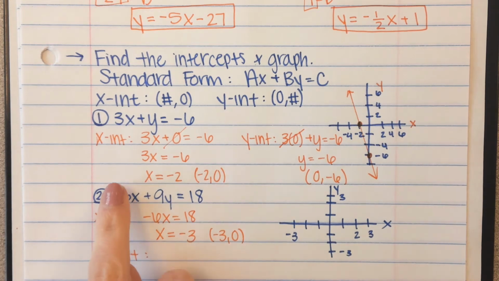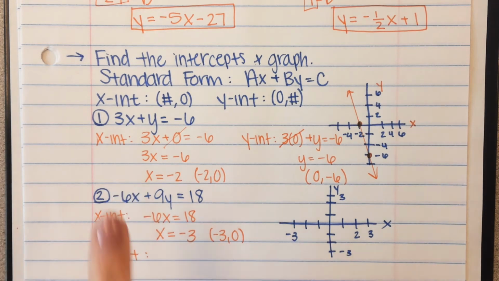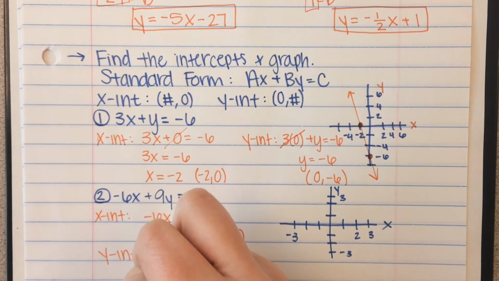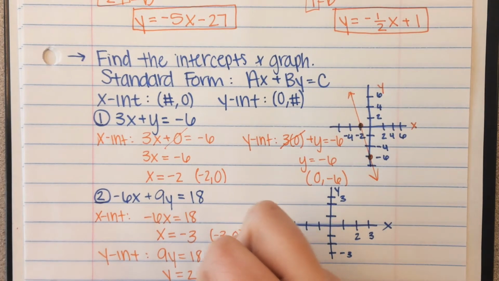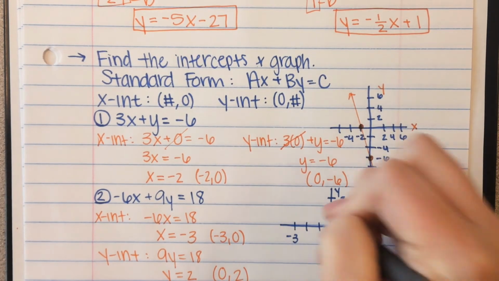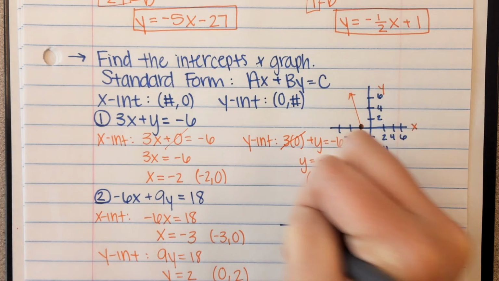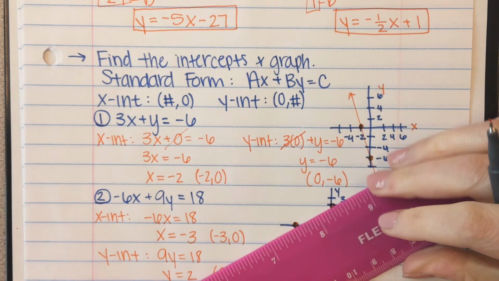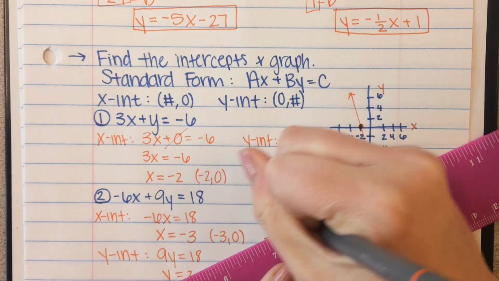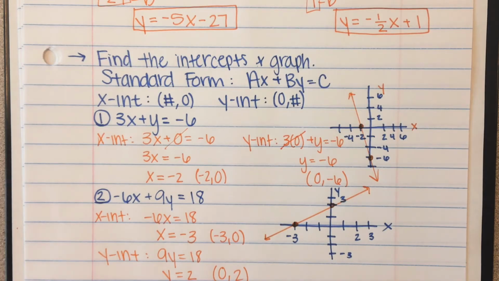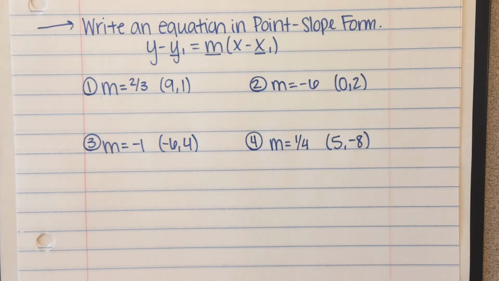Now for the y-intercept, I'm going to cover up x. I'm just left with 9y equals 18. So 9y equals 18, divide by 9, and I get y equals 2. My ordered pair would be 0, 2. Now I'm going to put both of those on the graph. So negative 3, 0, and 0, 2. Connect them with a line. And there's your answer.